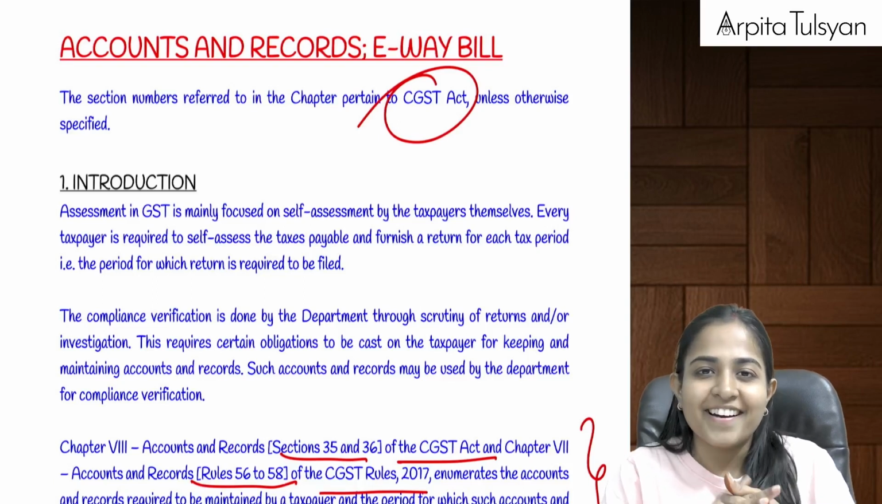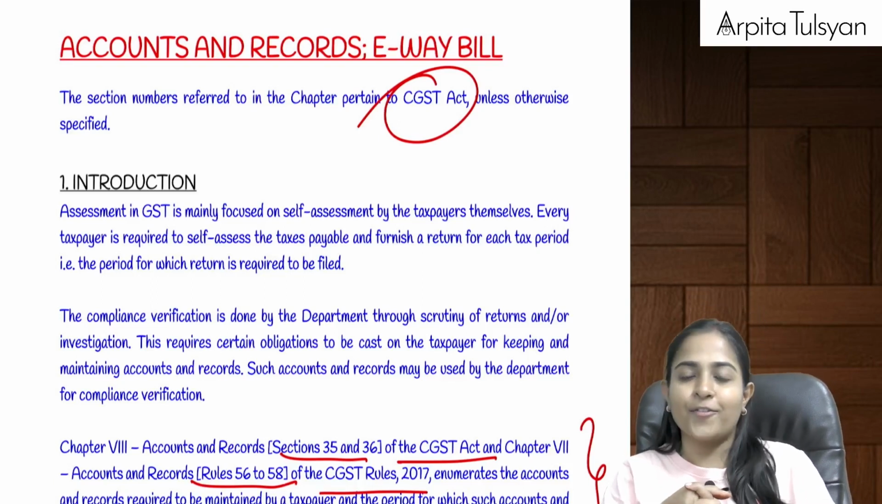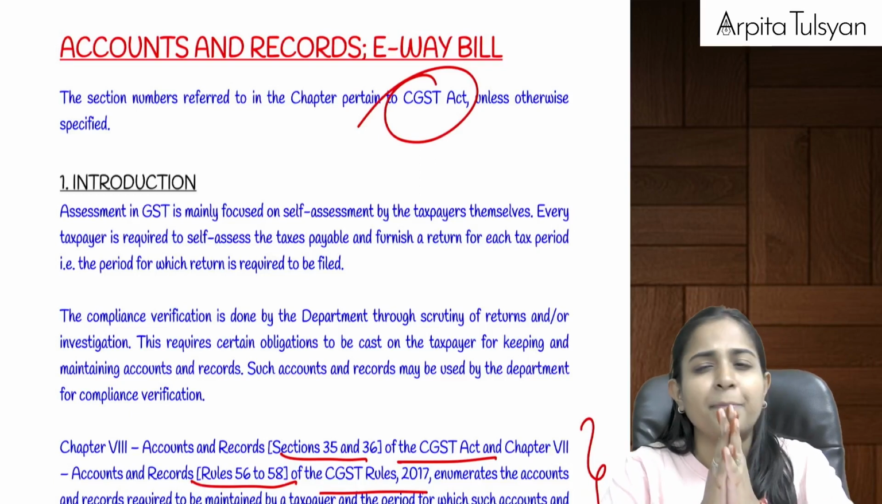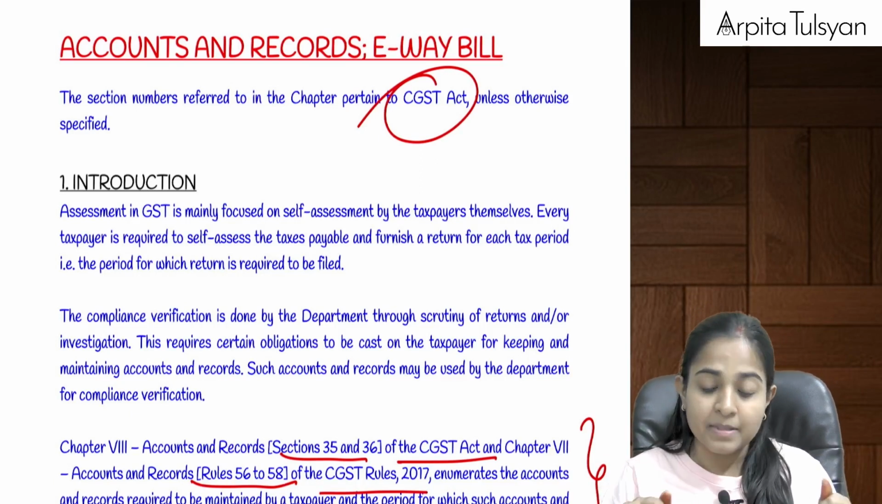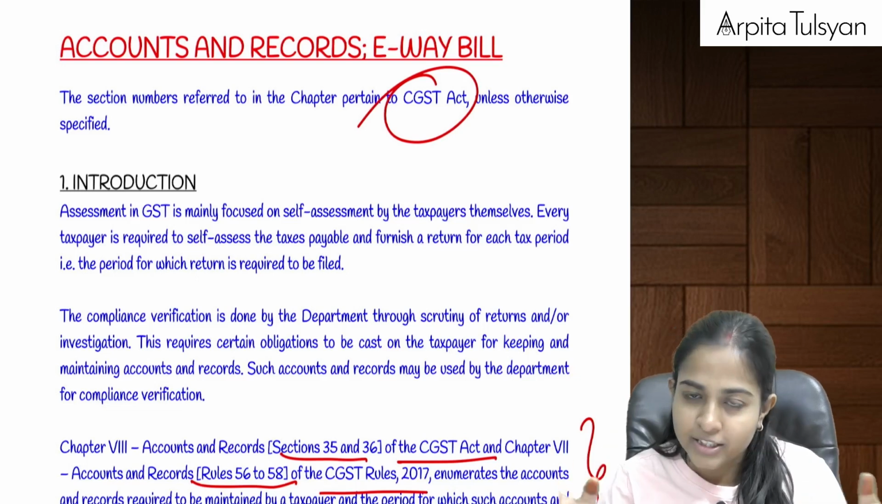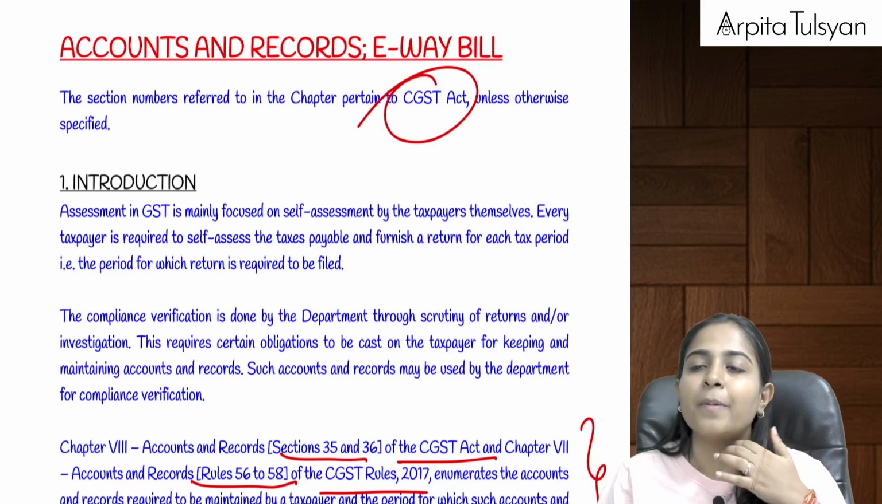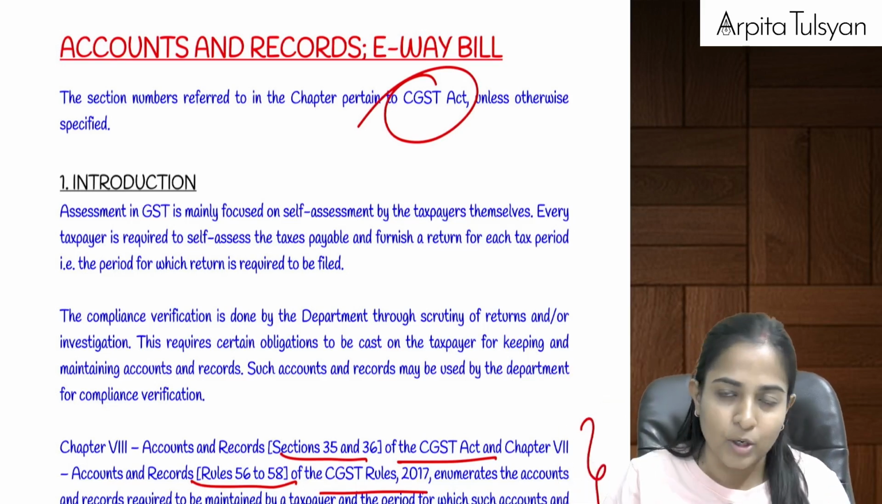Okay, so let's start with a super quick revision of the next chapter, that is accounts and records, e-way bill. Very simple chapter. Please do not leave it for your exams. Scoring chapter, simple chapter, small chapter. Very easy. Now we'll divide the chapter into two parts. First part is accounts and records. Second part is going to be your e-way bill.